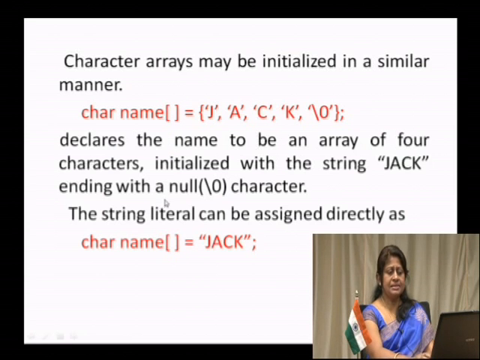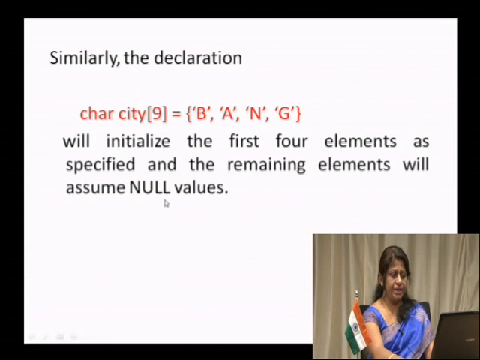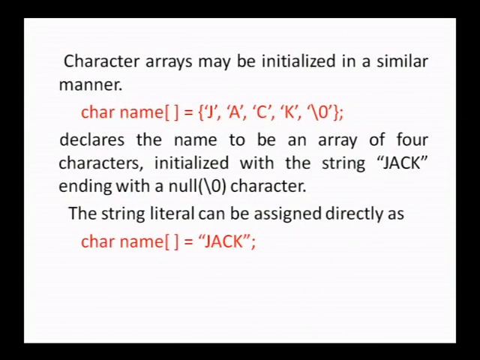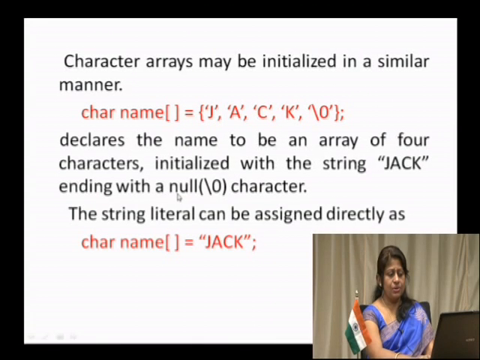Then in a similar manner I could initialize the value of a character array by a string literal. So here you see I am using a string literal called Jack and I am enclosing that within a double quote because it is a string. Any character data type in C is represented by a single quote and any string value is going to be represented by a double quote.